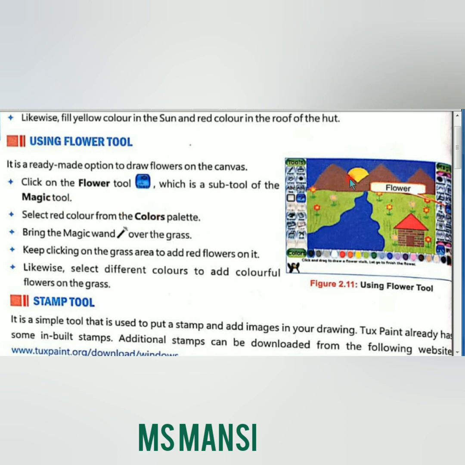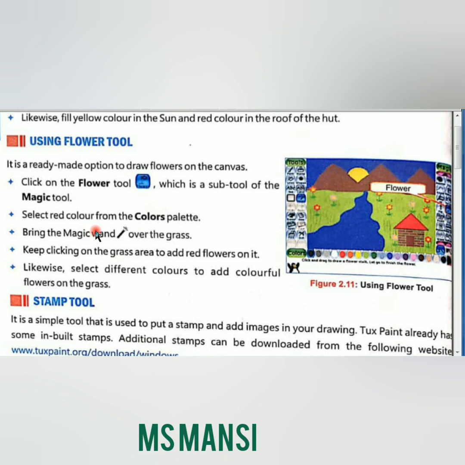These are tools and these are sub tools. Whenever we click on any tool, we then select a sub tool, and we are clicking on the magic tool and then the flower tool. Okay, now select red color from the colors palette. This is the color palette, and you can select any color. In this book they are selecting red color, so select red color.